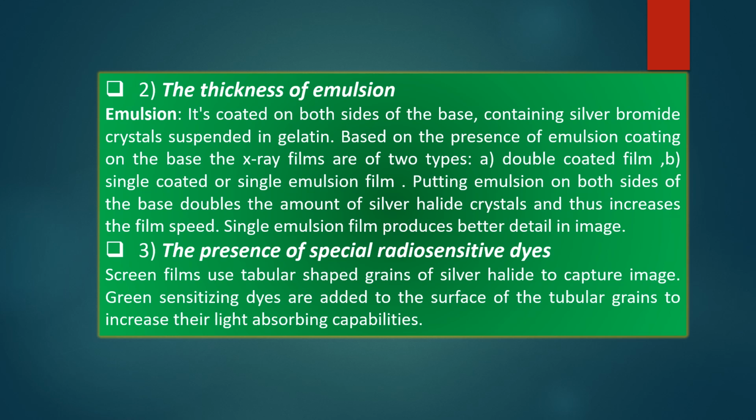Factor number three is the presence of special radiosensitive dyes. Screen films use tubular-shaped grains of silver halide to capture the image. Green sensitizing dyes are added to the surface of the tubular grains to increase their light absorbing capabilities, for example, intensifying screens.